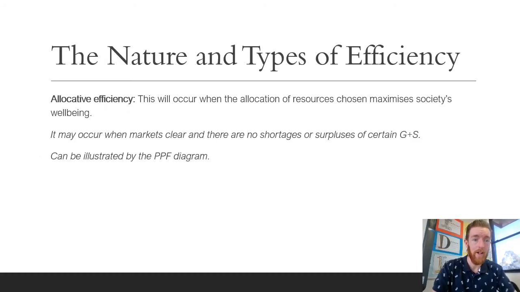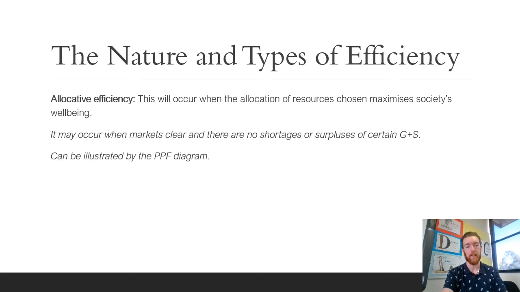Now for the second part of this, we're going to talk about the nature and types of efficiency. The first type of efficiency, there's 4 that we're going to look at, is known as allocative efficiency. Allocative efficiency will occur when the allocation of resources chosen maximizes society's well-being. So it may occur when markets are clear and there are no shortages or surpluses of certain goods and services. It also means that hopefully there is no overproduction of socially undesirable goods, so cigarettes, tobacco, alcohol, gambling, etc., and no underproduction of socially beneficial goods and services, so education, healthcare, etc.